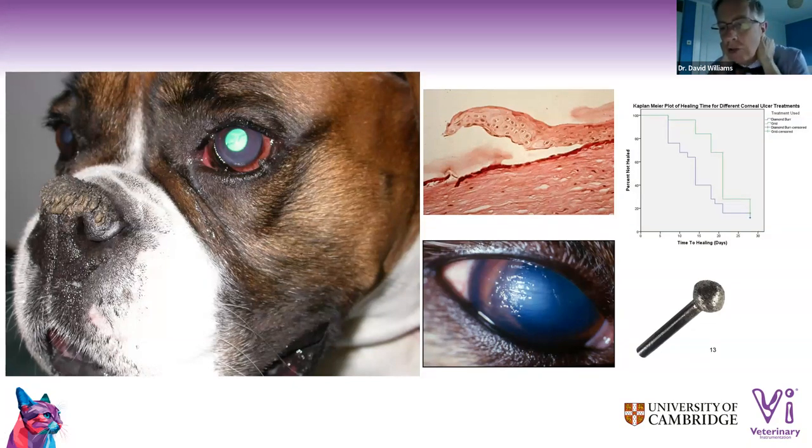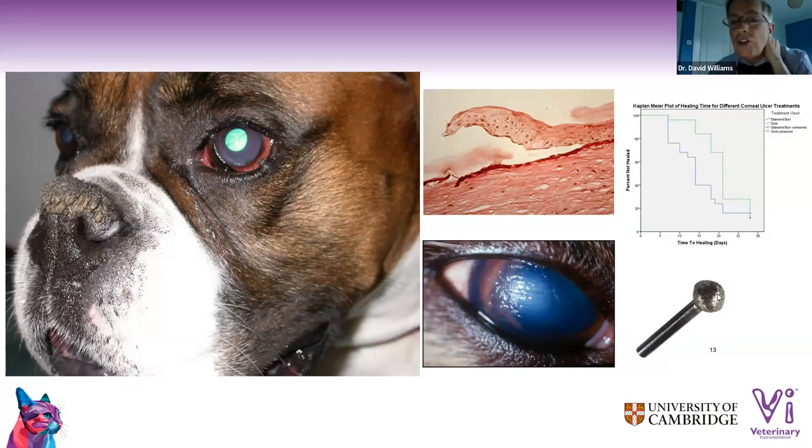Do I debride or grid keratotomy cat ulcers? No. We've always been told that cat ulcers, if you do a grid on them, end up being a corneal sequestrum. And now people are starting to do diamond burrs on them. I'm still a bit nervous about doing that because I worry that they may turn into a corneal sequestrum after I've done that.